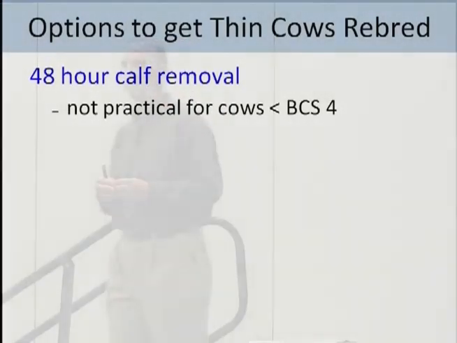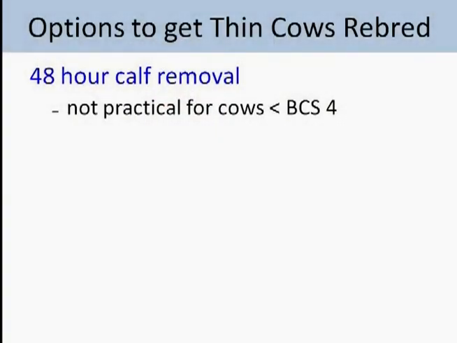Well, what are some of the options we can implement to try to help get these thinner cows rebred? Well, one of them is what we would call 48-hour calf removal. And what we do in that situation is we actually remove those calves from the cow for a period of 48 hours. But after the end of that 48 hours, we take the calf and put it back with the cows.